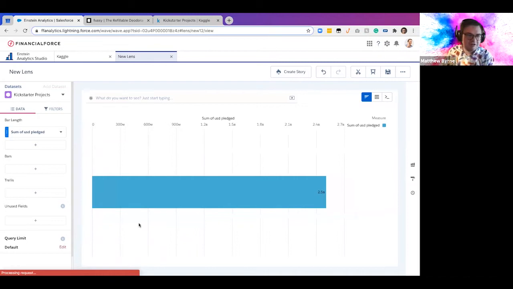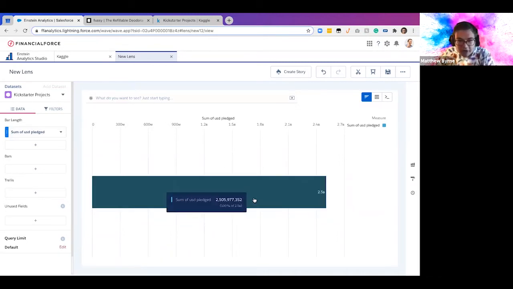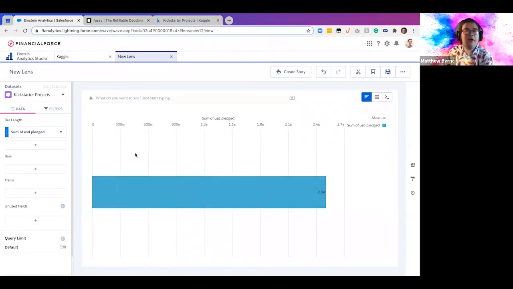If we change it to have a look at the total amount of pledged, it's 2.5 billion. 2.5 billion. I think that's pretty cool. So that's how much has been pledged. I'll also ask you the question as well, because I think this stuff is interesting. How many backers do you think there have been in total as well?